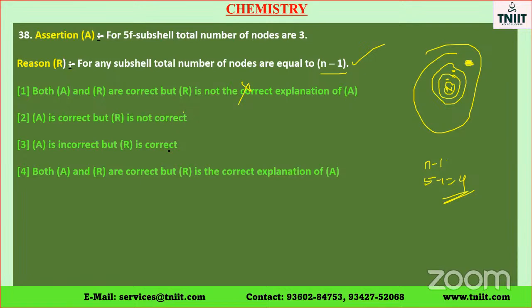R is the correct explanation, therefore this is also wrong. A is incorrect. R is correct. Because A, they have given only 3. But as for the formula, we need to have 4 nodes. 4 nodes. So therefore, the correct answer for this question is option 3.